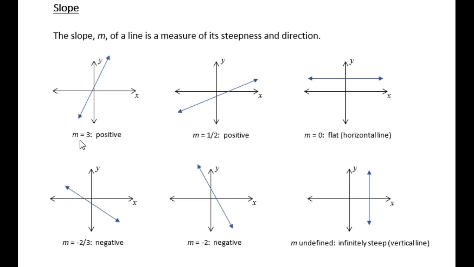So a line with a slope of positive 3 is more steep than a line with a slope of 1/2. A line with a slope of negative 2 is more steep than a slope of negative 2/3. So the closer the slope is to 0, the flatter the line. And when the slope is equal to 0, the line is flat. It's a horizontal line. We'll also consider vertical lines, which have an undefined slope. There is no number to represent the slope of a vertical line because it's infinitely steep.